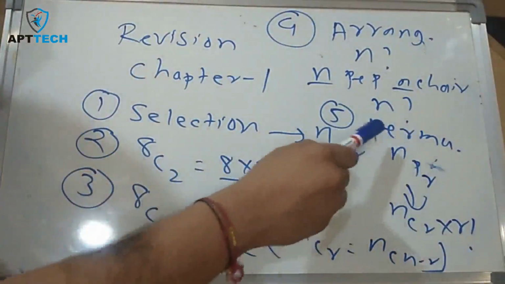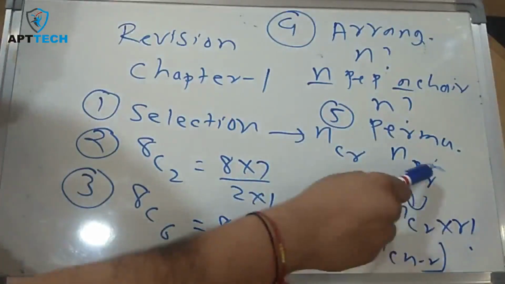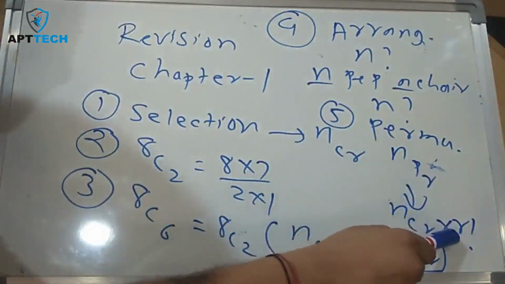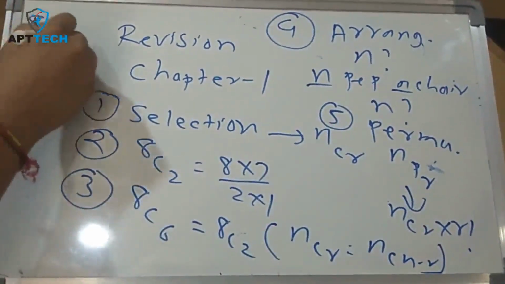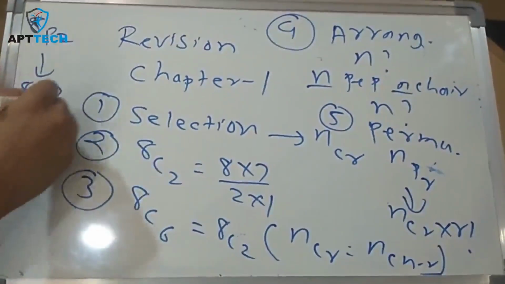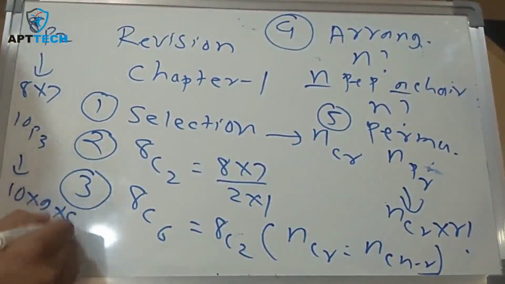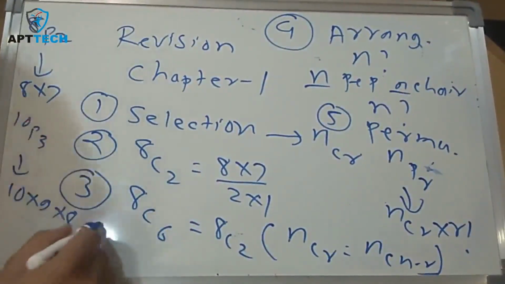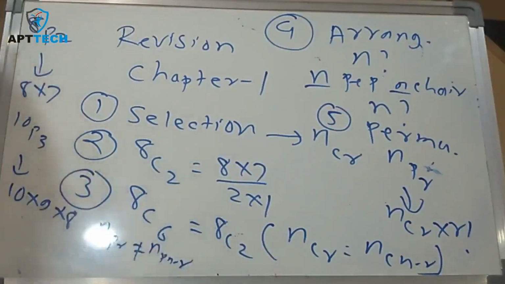Permutation: nPr is nothing but nCr into r factorial, and the shortcut would be 8P2, 8 into 7, 10P3, 10 into 9 into 8. And remember, nPr is not equal to nP(n minus r).